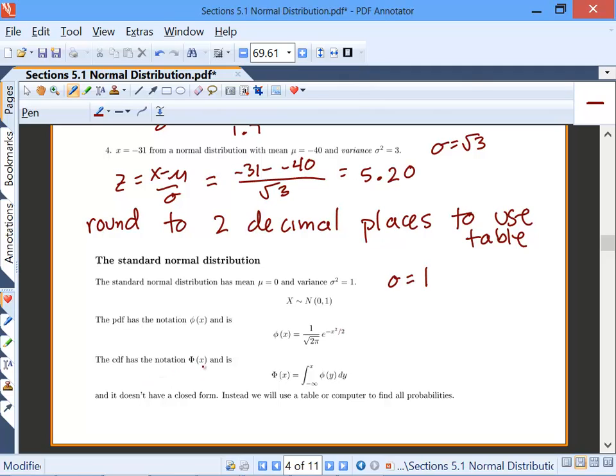The CDF has the notation, again, uppercase phi of x. We would define it by integrating from negative infinity to x your PDF with a dummy variable, in this case, y. Now again, like I said before, you cannot actually integrate this and get a closed form, so we have to use a table or computer to find all of our probabilities.